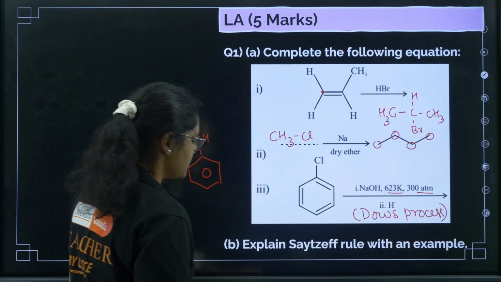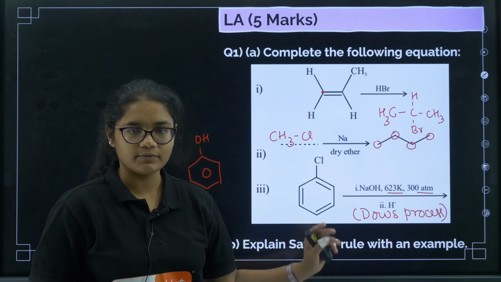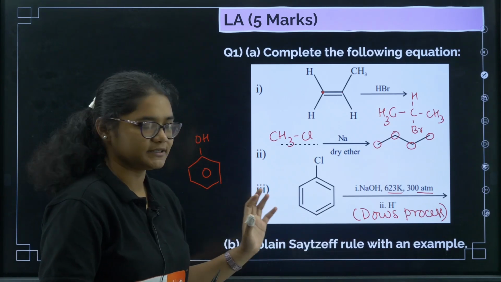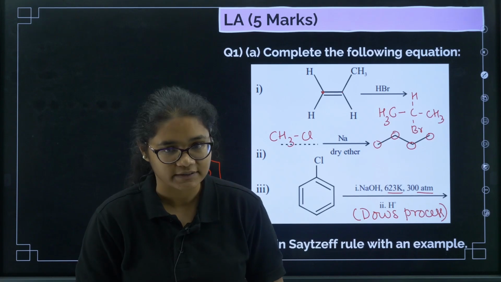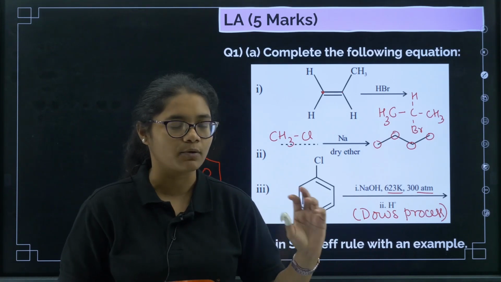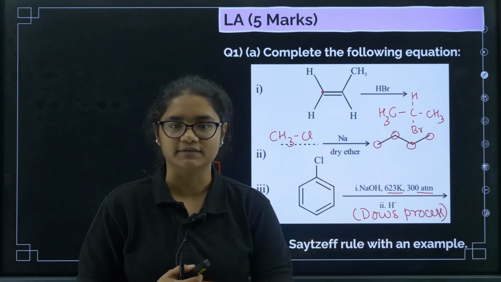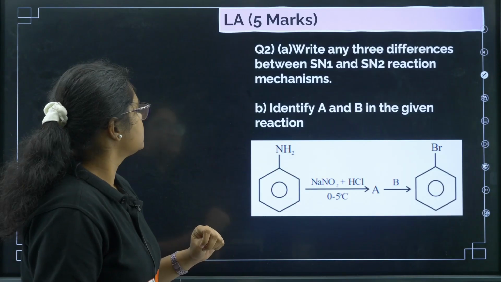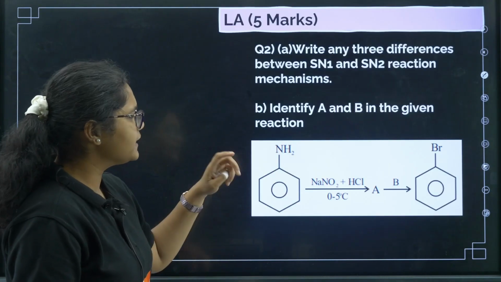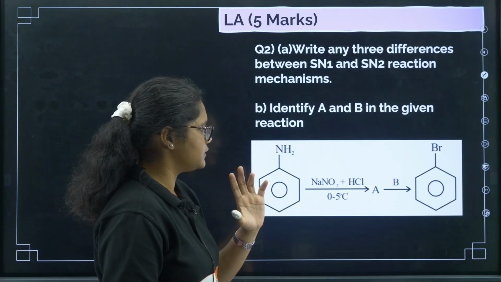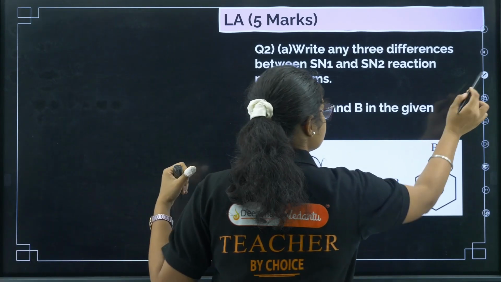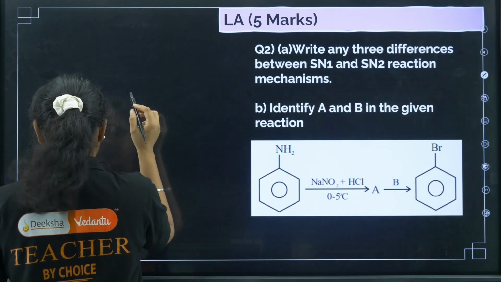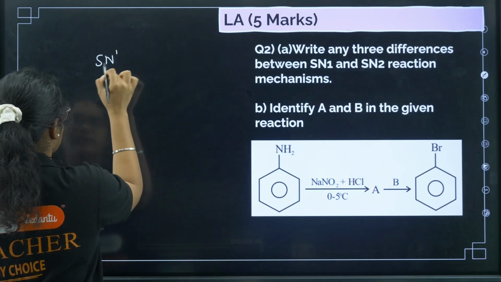Next, explain Saytzeff rule with an example. We have just discussed the whole question. When alkyl halides undergo dehydrohalogenation, the more stable alkene is formed. Then you need to write one example for this one, okay. Next, write any 3 differences between SN1 and SN2. Identify A and B in the given reaction, okay. So let us do this question. You just need to write any 3 differences between SN1 and SN2.